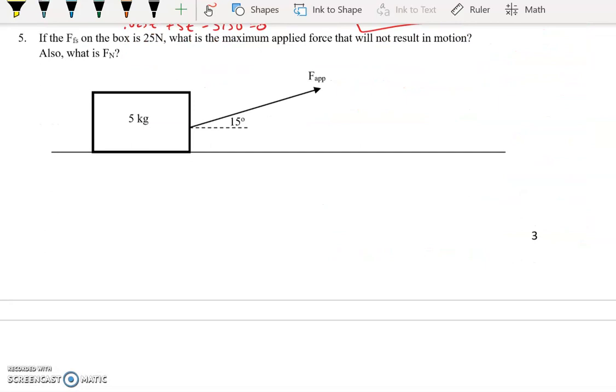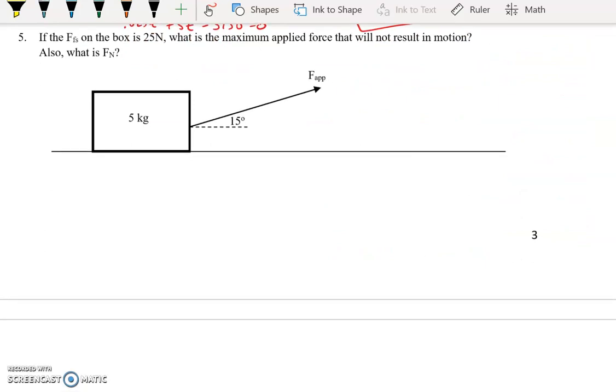On to number 5. If the force of static friction on the box is 25 newtons, what's the maximum applied force that will not result in motion? So not result in motion means we're going to stay in equilibrium. So finishing the diagram here, we've got an applied force up and to the right that we're trying to figure out. It obviously has an x and a y component.